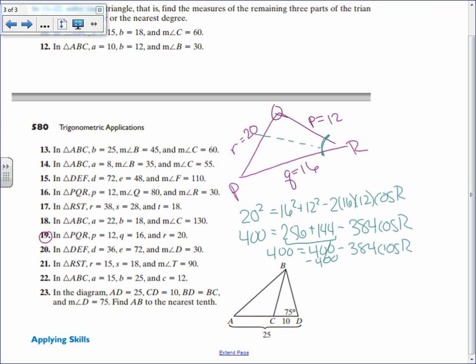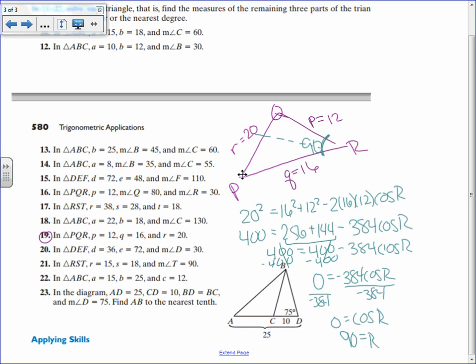You cannot combine this 400 and the 384. They're separate, okay? So I'll subtract 400 from both sides, and I get 0 is equal to negative 384 cosine R. Divide both sides by negative 384, and you get that 0 is equal to the cosine of R. You're almost done. You have to do the inverse cosine of both sides, and the inverse cosine of 0 is 90. Okay, now 90 does not have a reference angle. It is a quadrantal. So in this case, we only have one possible triangle, and R is going to be 90.